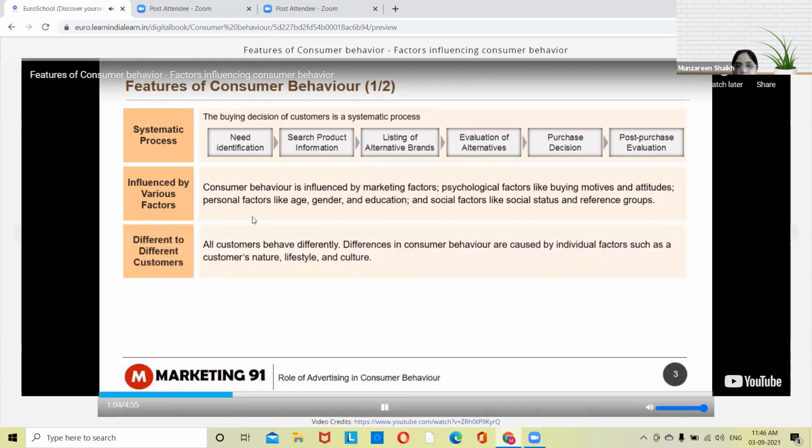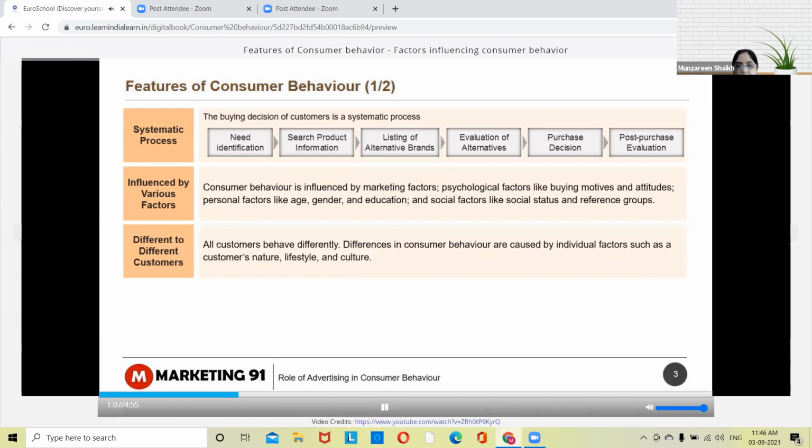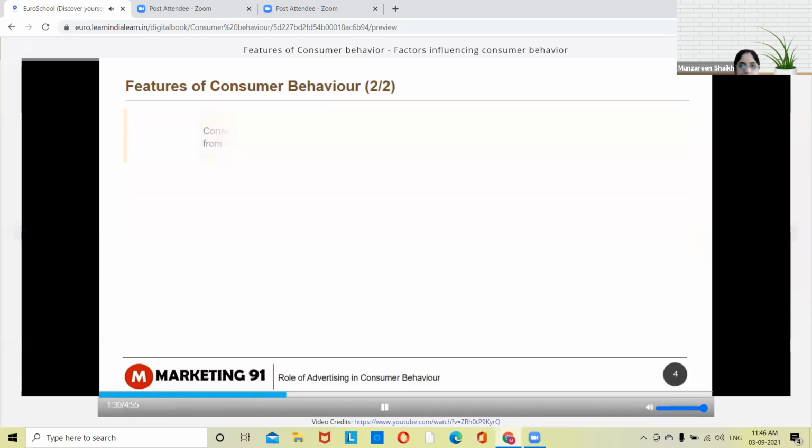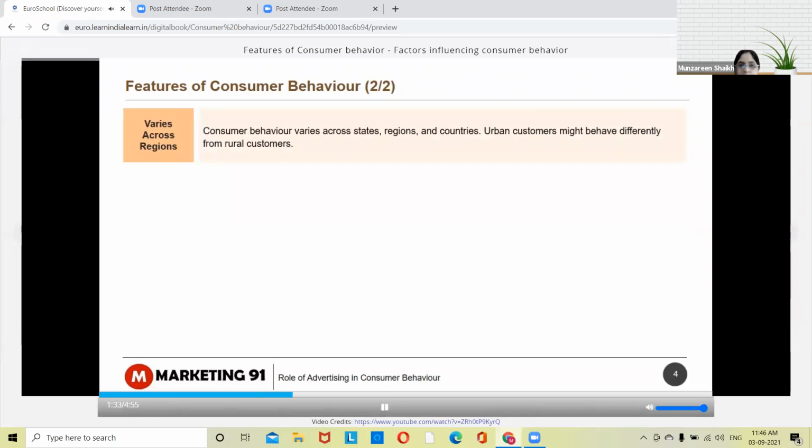Okay, children. The next feature is different to different customers. All customers behave differently. Differences in consumer behavior are caused by individual factors such as a customer's nature, lifestyle, and culture. It is also different for different products. Consumers behave differently for different products. Some consumers may buy a large quantity of some items and small quantity of other items. Consumer behavior varies across regions, states, and countries. Urban customers might behave differently from rural customers.